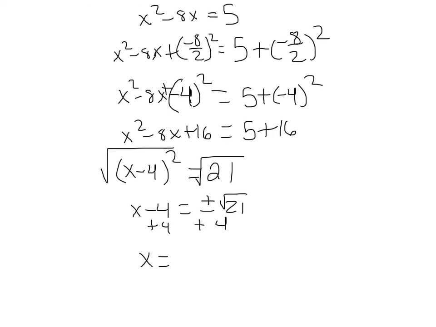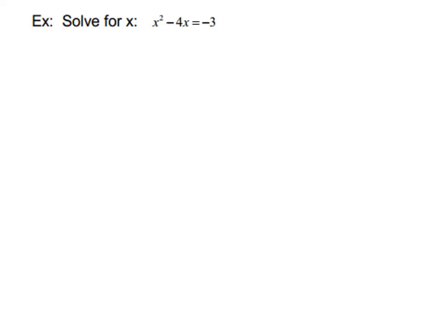You get x equals 4 plus or minus square root 21. You can't simplify the square root of 21 at all, so that would be it. Okay, let's take a look at another one. Solve for x. X squared minus 4x equals negative 3. See, they already have that over there.